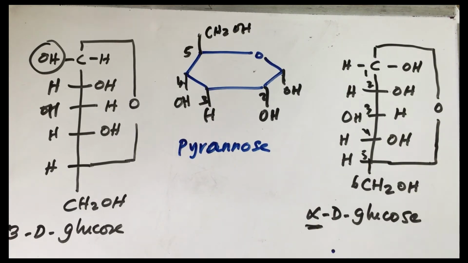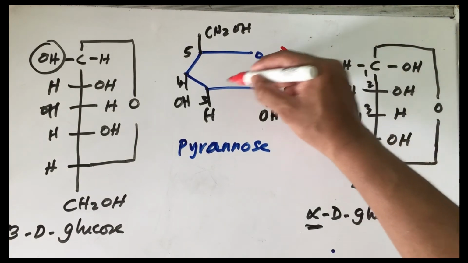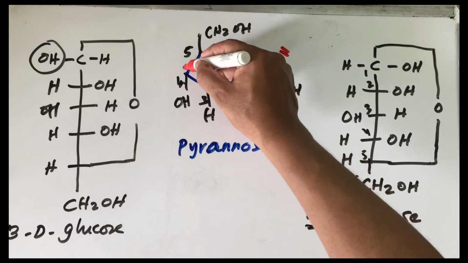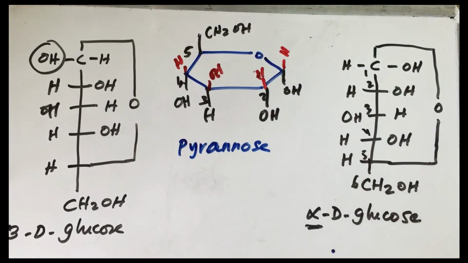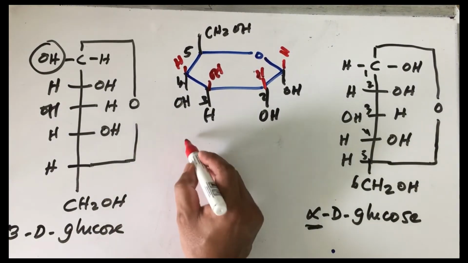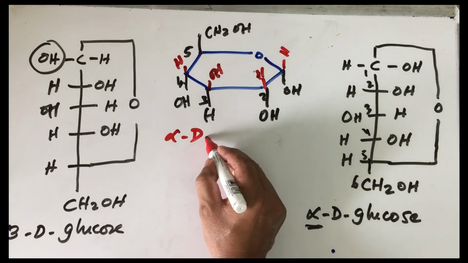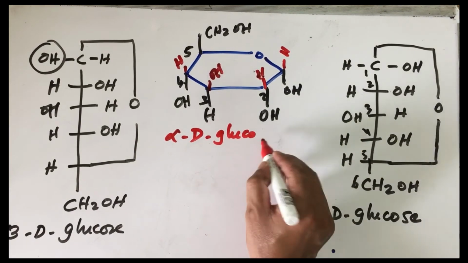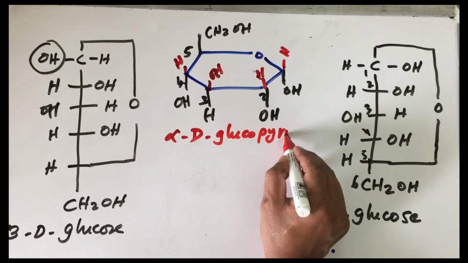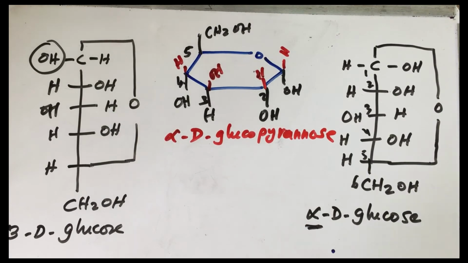So you can fill in the remaining thing. I'll use a different ink so that you're clear about it. This is hydrogen. This is hydrogen. This will be a hydroxyl group. This will be hydrogen. Okay. So this is the structure of alpha D glucose. Now since it is a pyranose form, we call it alpha D glucopyranose.